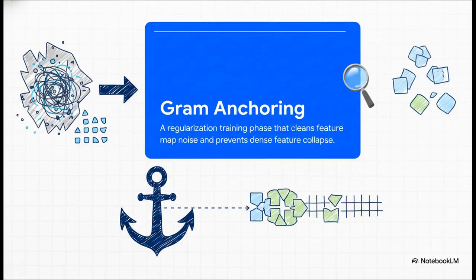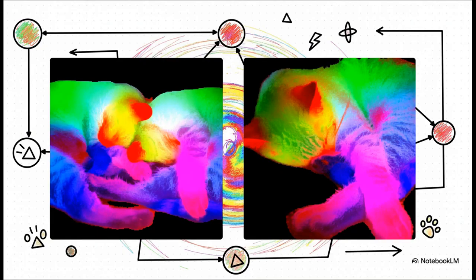Think of it almost like a geometric mental snapshot. It acts as an anchor, preventing the model from forgetting those dense, pixel-level details while it continues to learn massive, high-level global concepts over really long training runs. And the visual proof? Absolutely stunning.